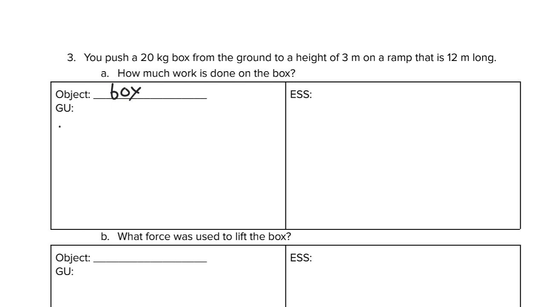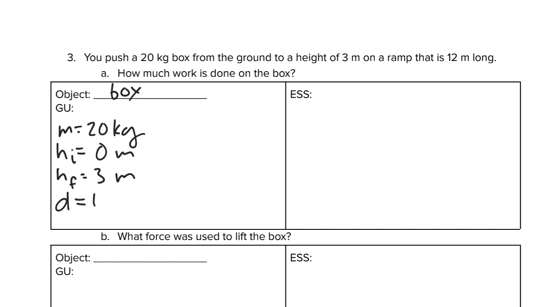We've got a 20 kilogram box. That's the mass. That's pretty normal. And it's pushed from the ground. So from the ground is going to tell us our initial height. And on the ground, your height is 0. So height initial is 0, to a height of 3 meters. So height final is 3 meters on a ramp that is 12 meters long. That new piece of information is going to fit in with our work stuff today as distance. The distance you push the box over is 12 meters.